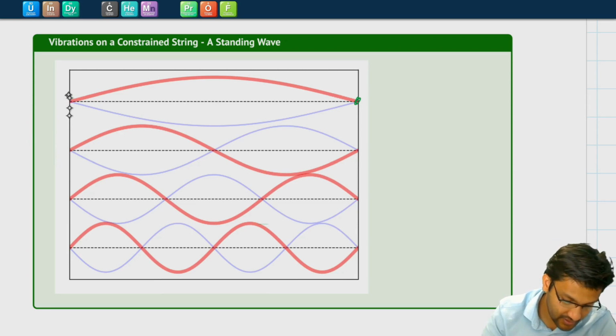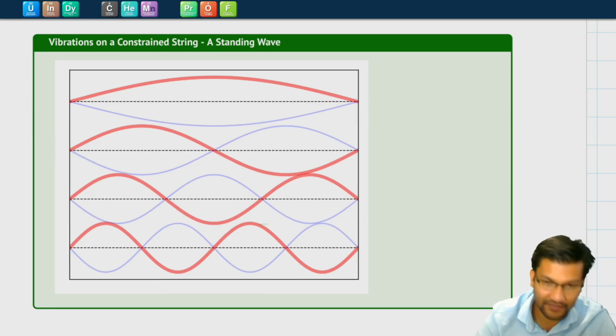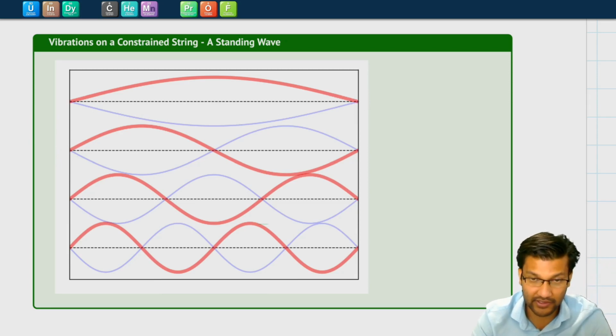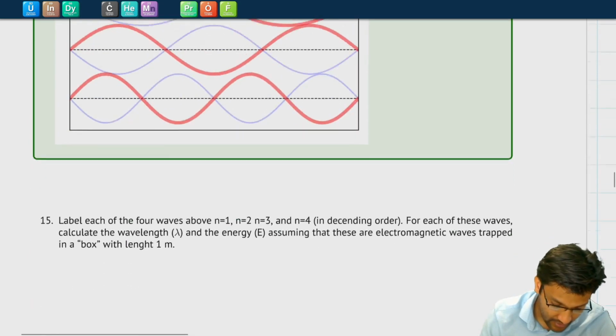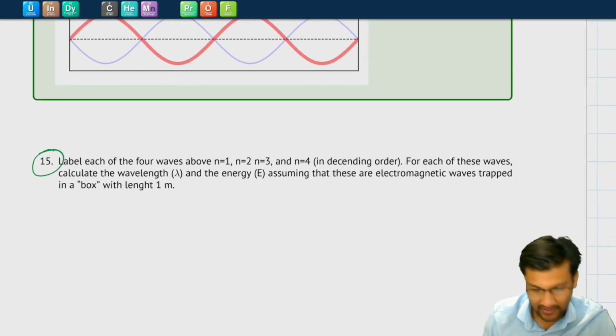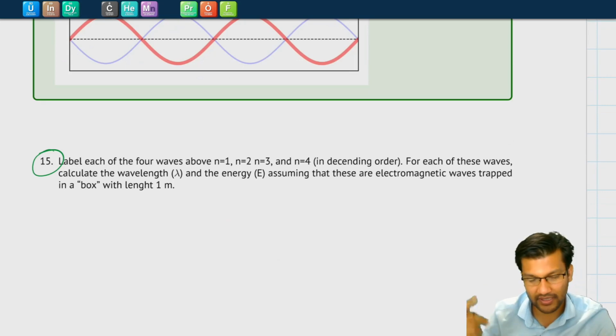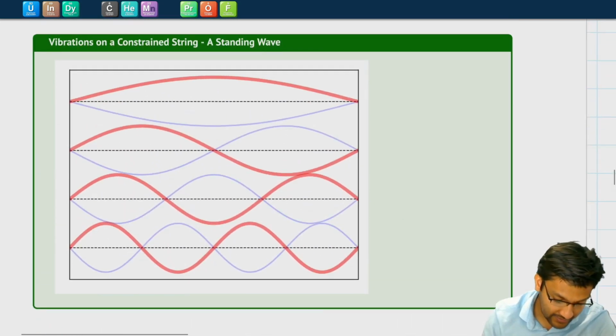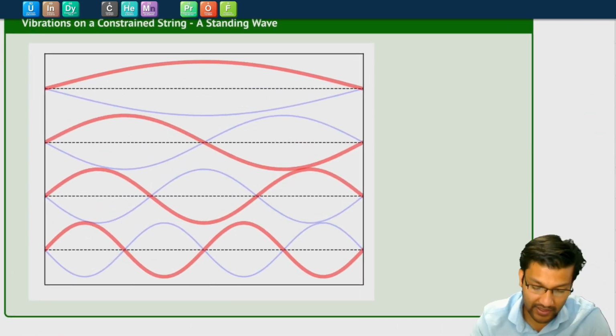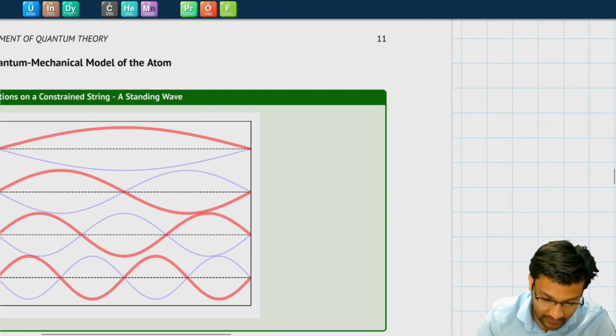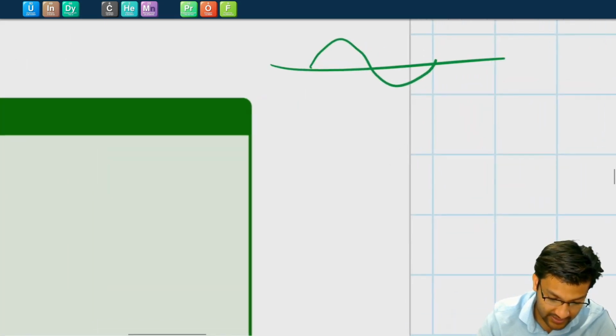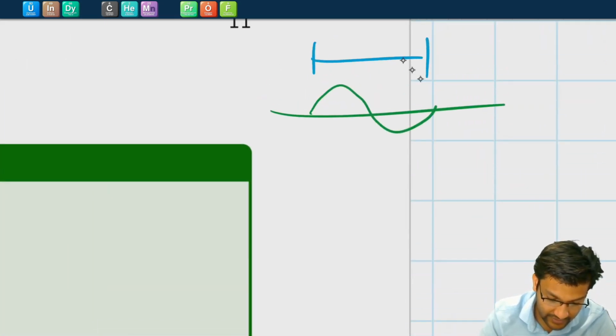So in these pictures, I just have 4 different waves of the lowest energy that can fit in this box. Now, you can try number 15 by yourselves for practice. It's just one of those things to help you think about the problem. But let's think about these waves and their energies and their wavelengths. So we know a wavelength is one full rotation of the wave. So this entire thing is one wavelength.